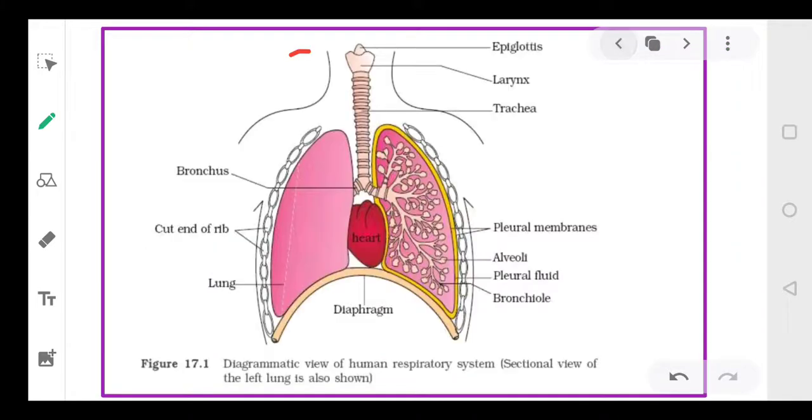Now coming back to the same diagram again. Air will go from the mouth into the trachea. In between there is a structure which is called the larynx. Now the larynx is also called Adam's apple. Before the larynx is the epiglottis. The epiglottis is a flap-like structure, and when we eat food it closes the respiratory system so that food does not enter our respiratory system. Clear.